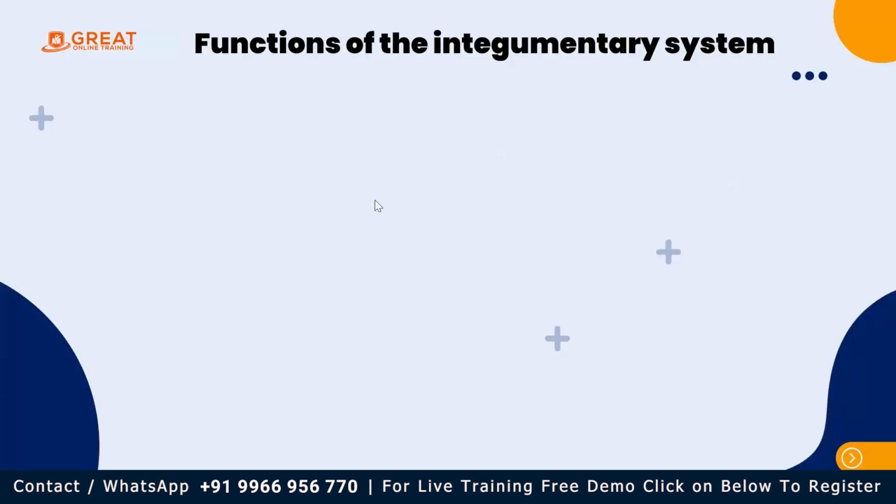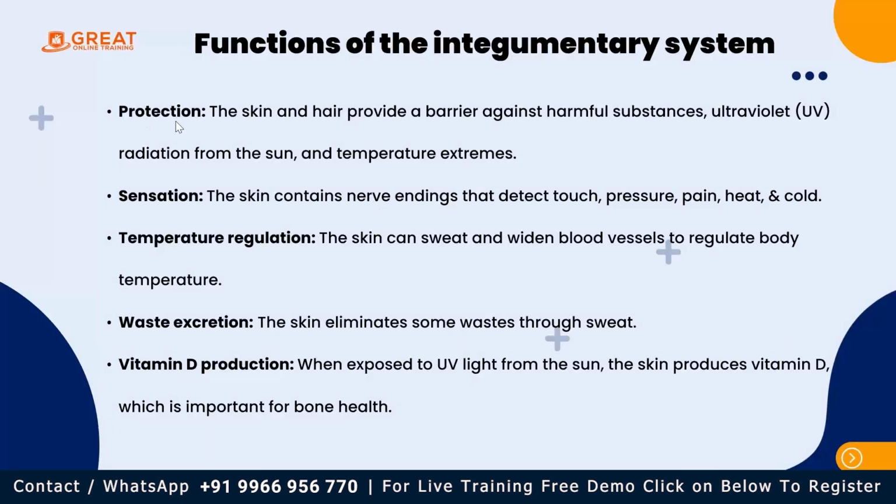The functions of the integumentary system. First, an important function is protection. The skin and hair provide a barrier against harmful substances, ultraviolet radiation from the sun, and temperature extremes. Sensation: the skin contains nerve endings that detect touch, pressure, pain, heat, and cold. The next function is temperature regulation. The skin can sweat and widen blood vessels to regulate body temperature. Waste excretion: the skin eliminates some waste through sweat.